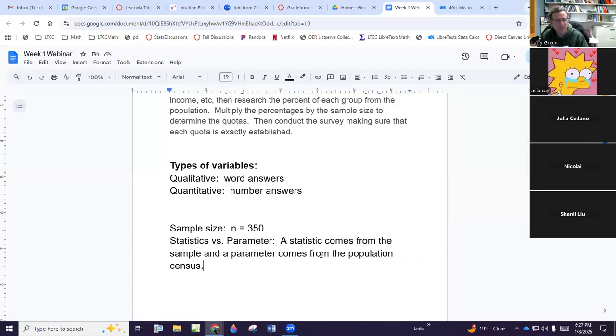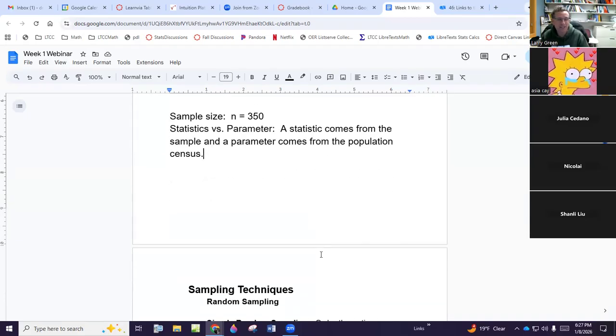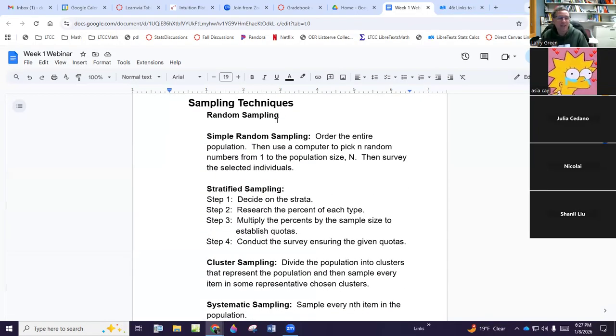Okay, and there's lots of different types of statistics that we're going to be looking at, and I'll show you that in a little bit. One is the average, which in our class, we're not going to use the word average, we're going to use the word mean. Not because I'm being mean, by the way. It's just the word they use in statistics for average. Okay, so here's sampling techniques. Random sampling.